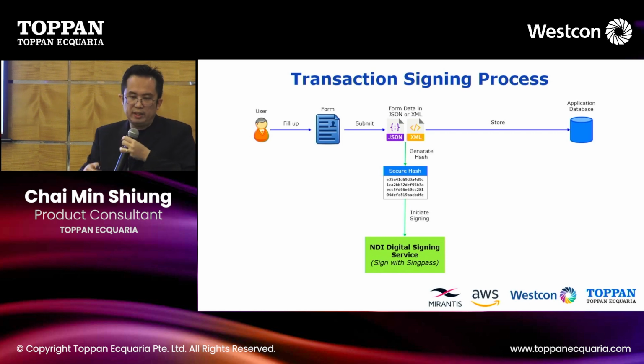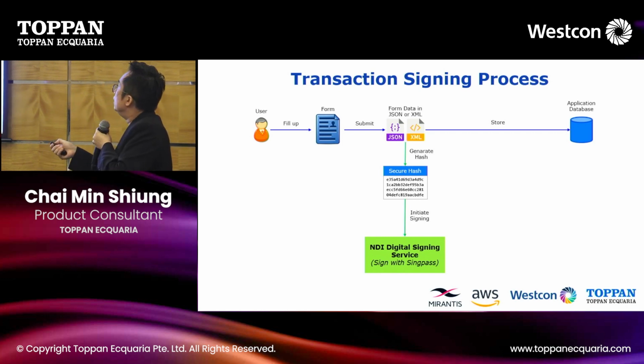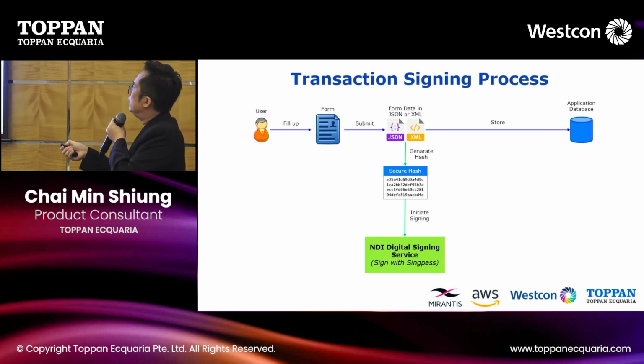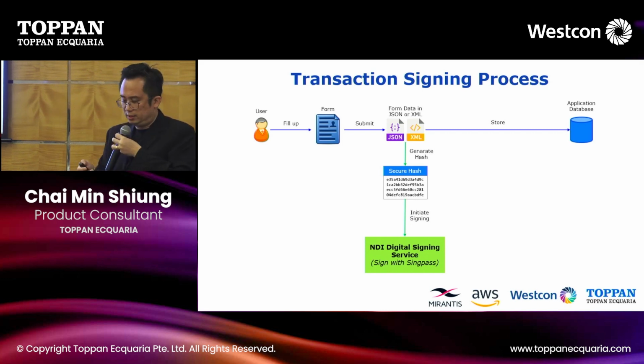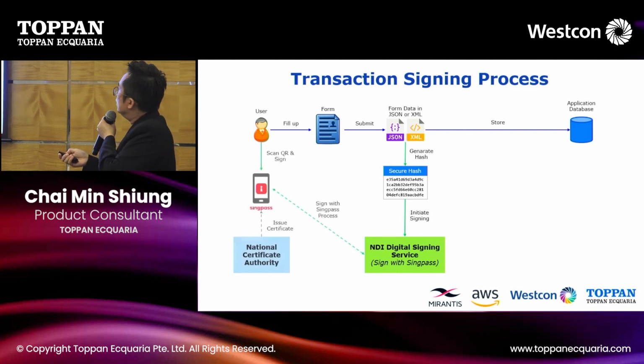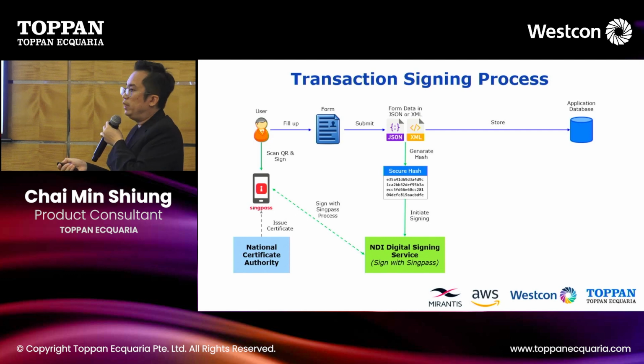So how do we initiate a digital signing process with NDI? Your application needs to generate a hash of the data that you are trying to store and send it to NDI's DSS, or digital signing service. Next, your application needs to display a QR code so that your user can scan it. Notice the NCA here.